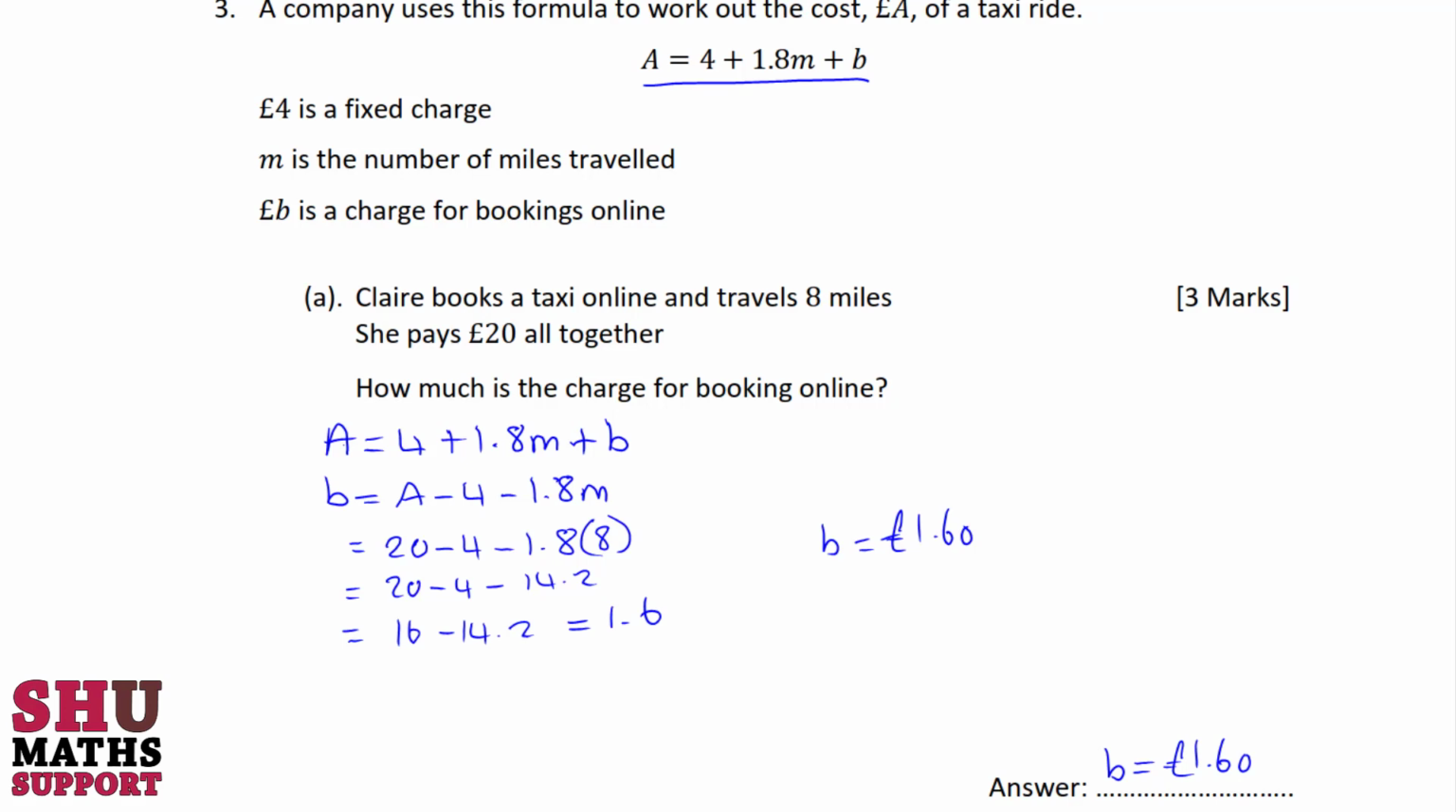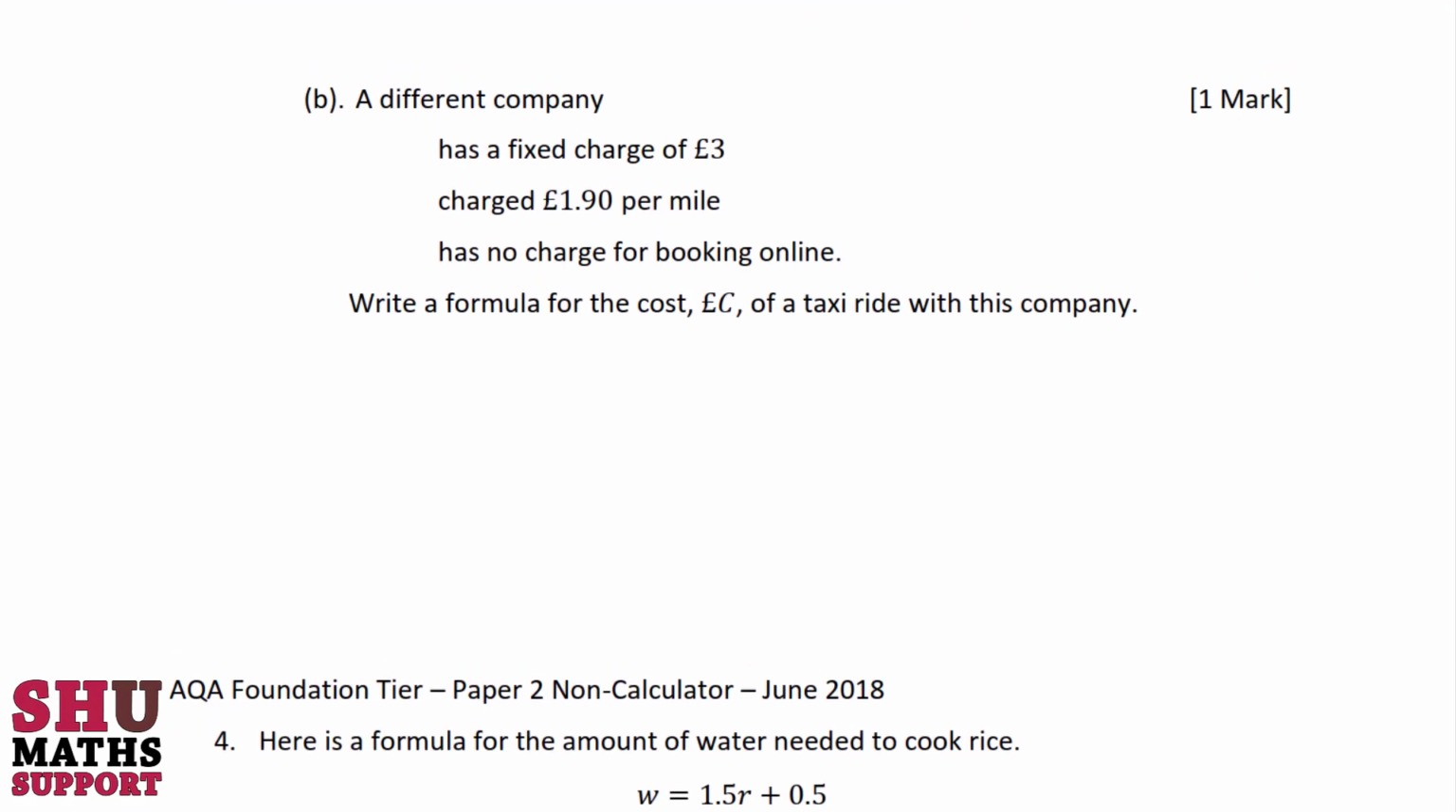Now part b of the question says a different company has a fixed charge of £3, charges £1.90 per mile, and has no charge for booking online. And it's wanting us to write a formula for the cost, C pounds, of a taxi ride with this company. So we want C equals, and then if there's a fixed charge of £3, we want to have £3, and then we're charged £1.90 for every mile we do.